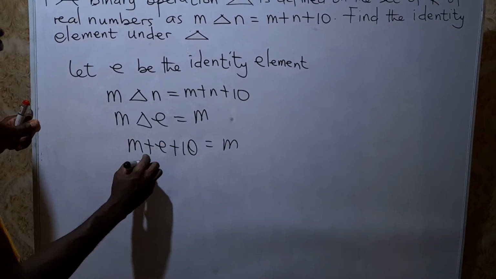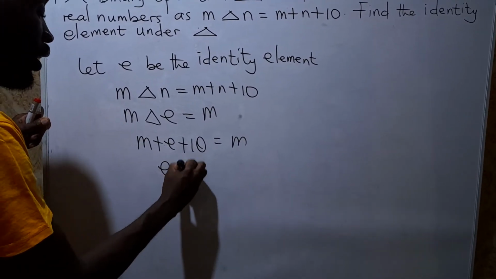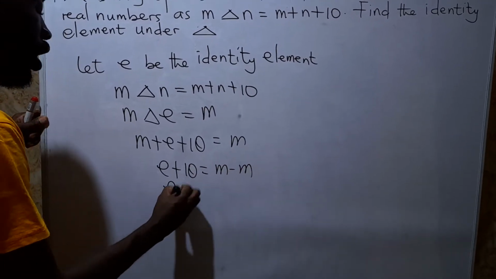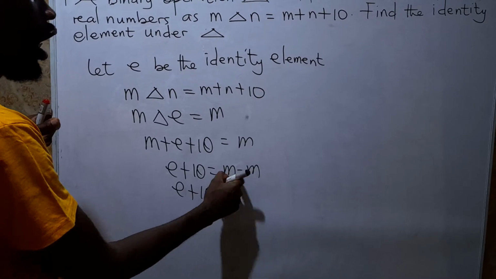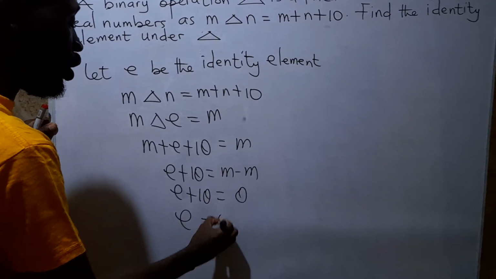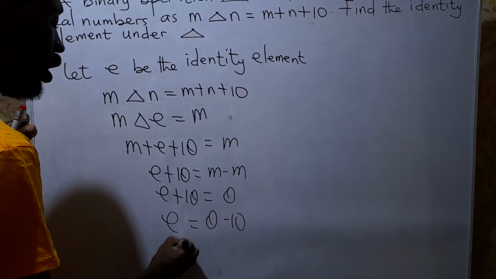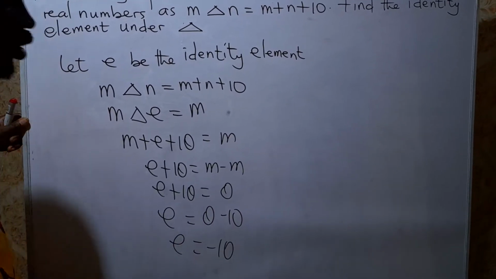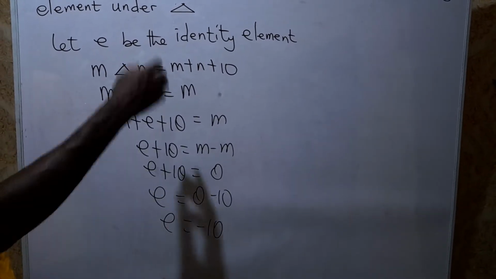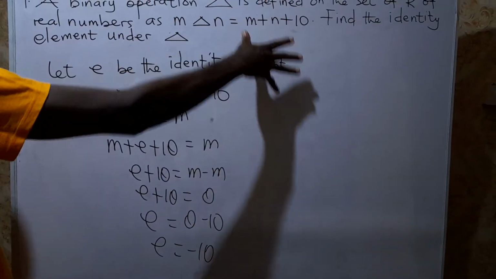Now we can send the m there. So we have E plus 10 equal to m minus m. E plus 10 equal to m minus m, which is 0. So our E will be equal to 0 minus 10, and E is equal to negative 10. So negative 10 is the identity element under this operation.